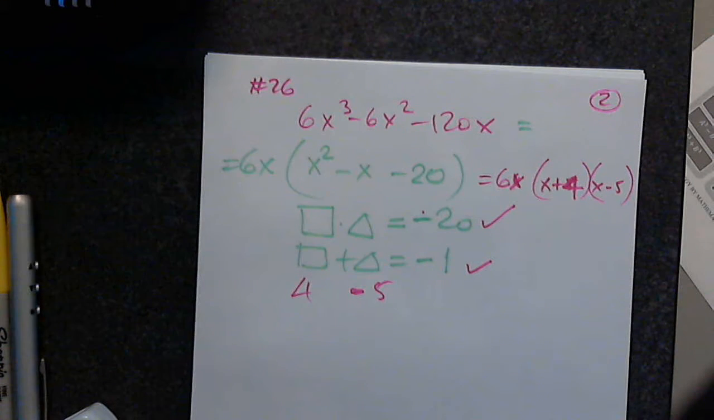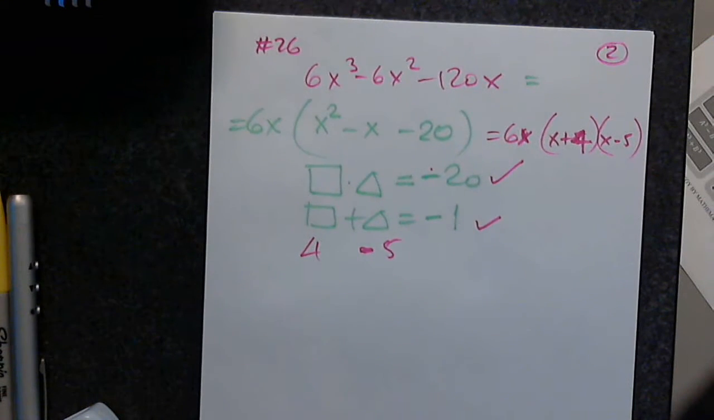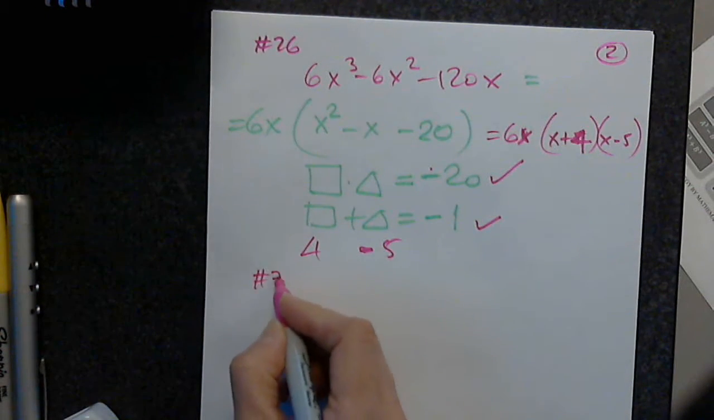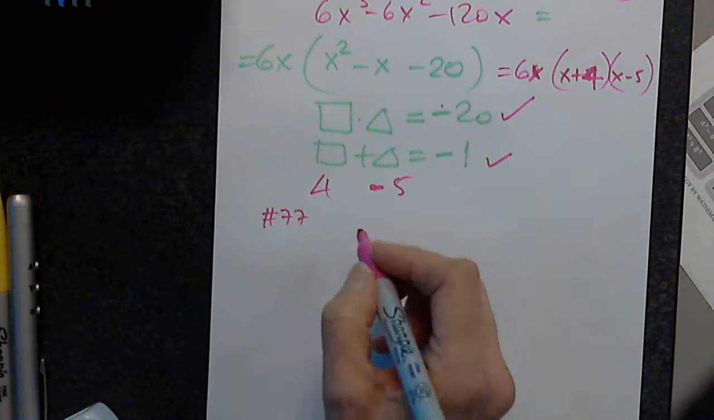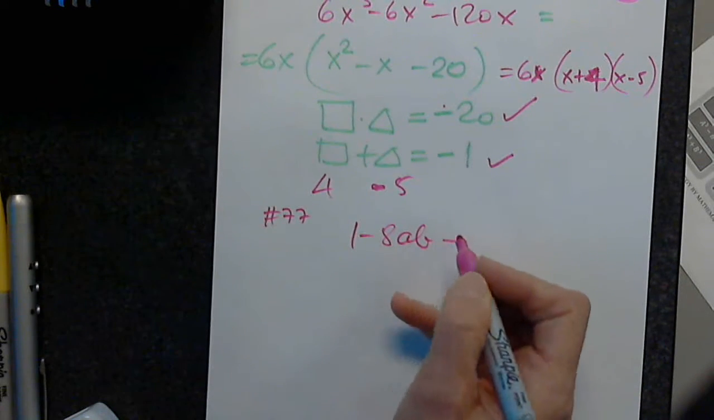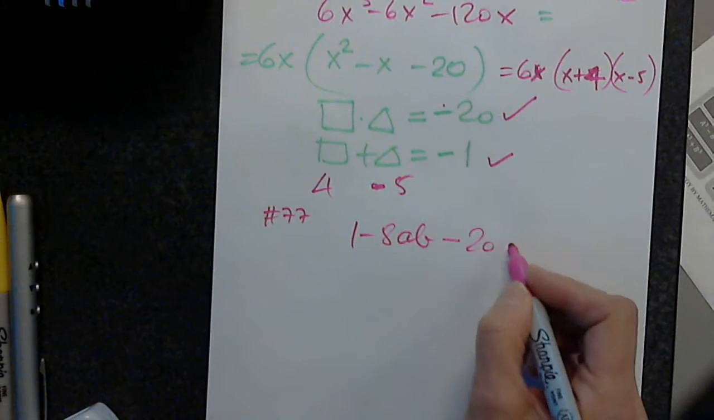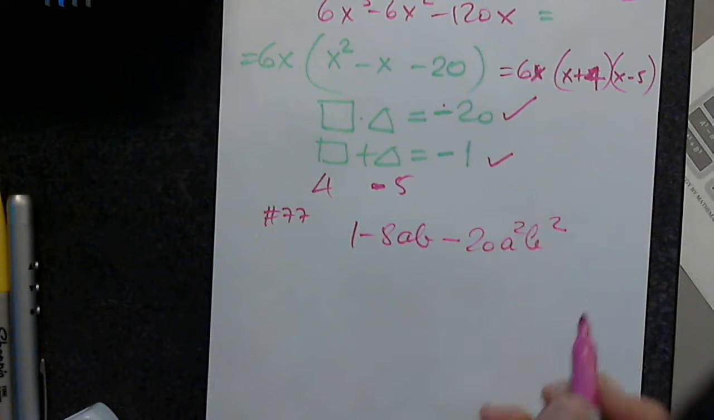Okay, next problem. 1 through 100. Anything you want. Hmm, 77 it is. 77: 1 minus 8ab and minus 20a squared b squared. Perfect pick.